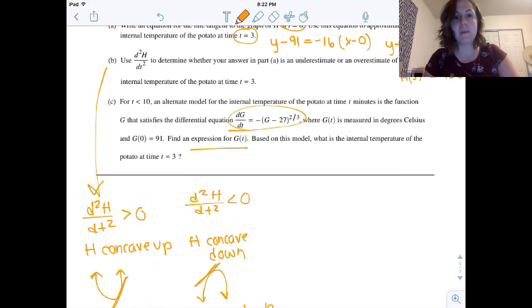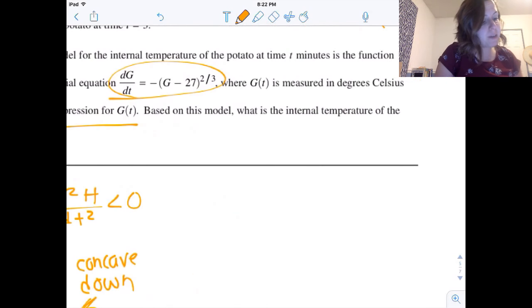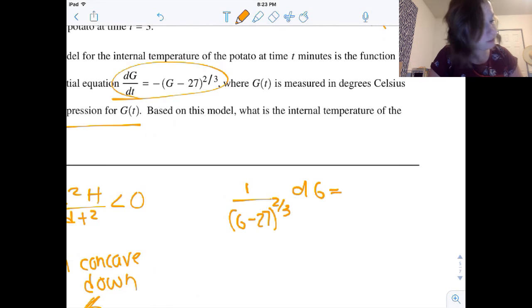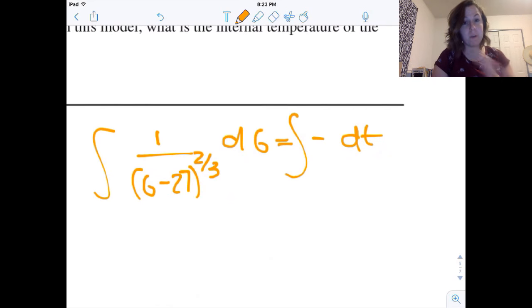So I'm going to separate this. Separating this, I'm going to divide by this G term. So (G minus 27) to the 2/3 dG equals negative 1 dt. Integrate both sides. And this was a tough integral. We did this in class. It was tough. The integral on the right side is just negative t plus c, right?